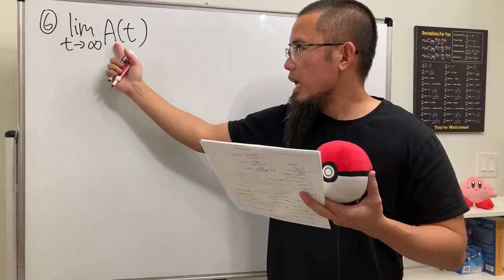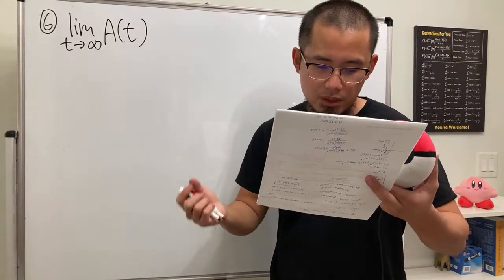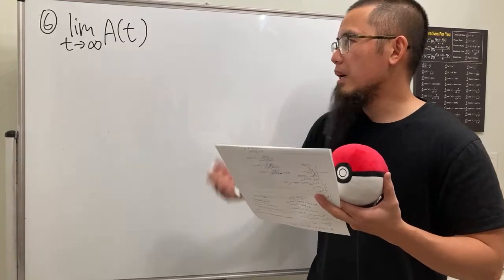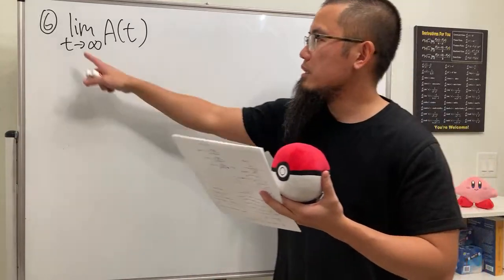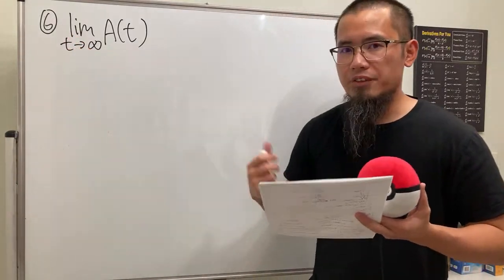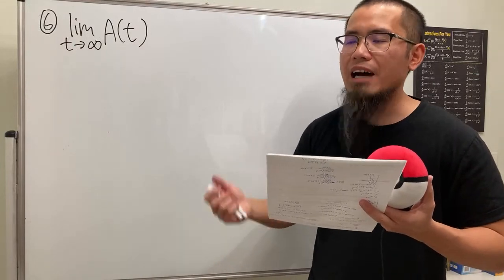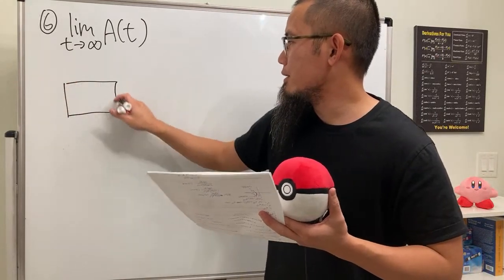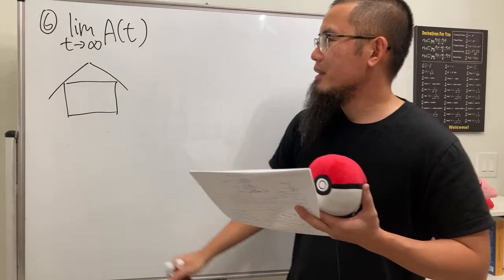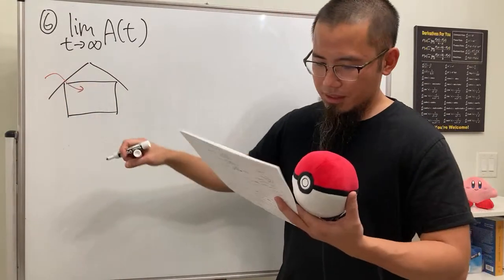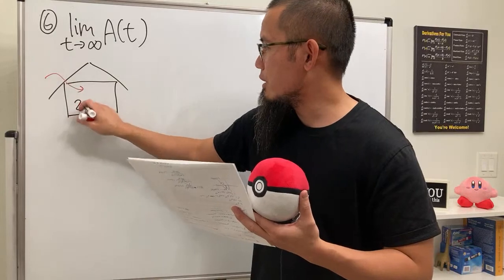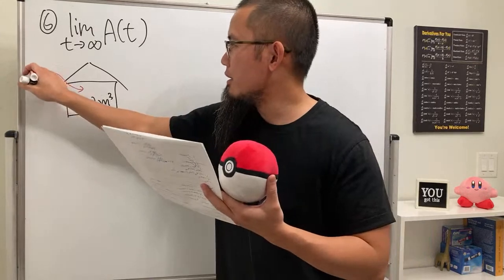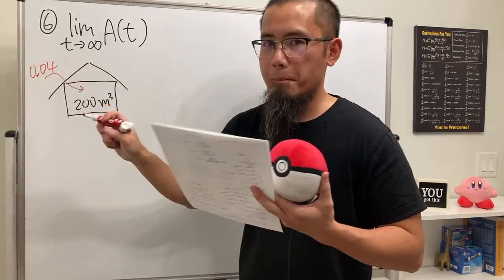What is A of t? A of t is the amount of carbon dioxide in the room. And the limit as t goes to infinity means eventually how much carbon dioxide will you have in the room. Let me draw a house. This is like a room, right? You have fresh air coming in, and the volume of this room is 200 meters cubed. And the concentration for the incoming air is 0.04%.